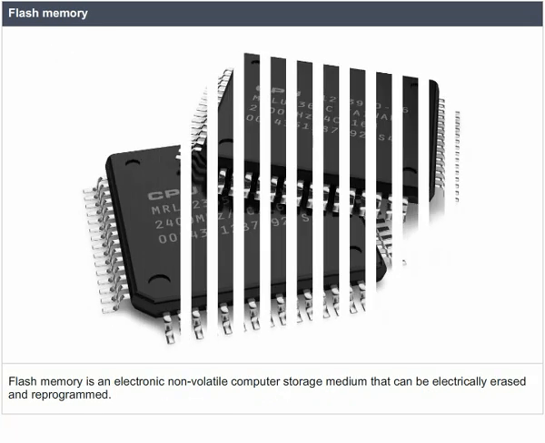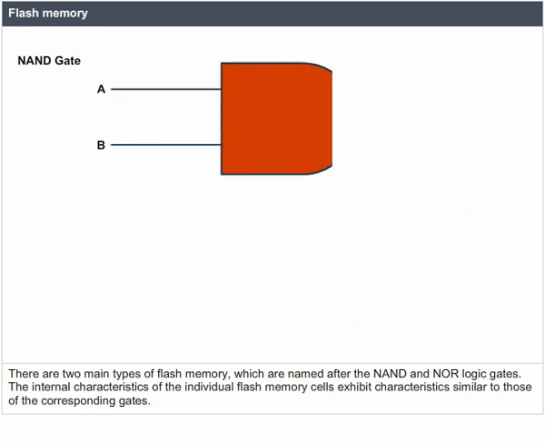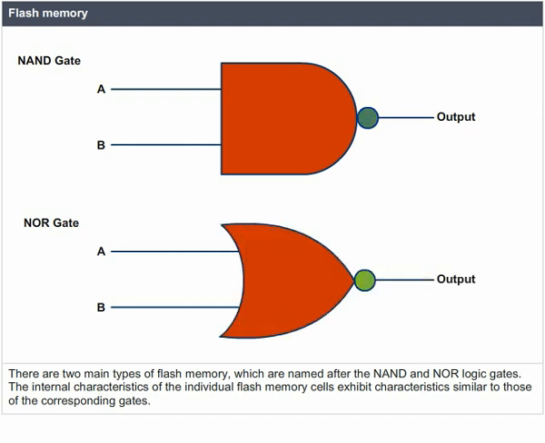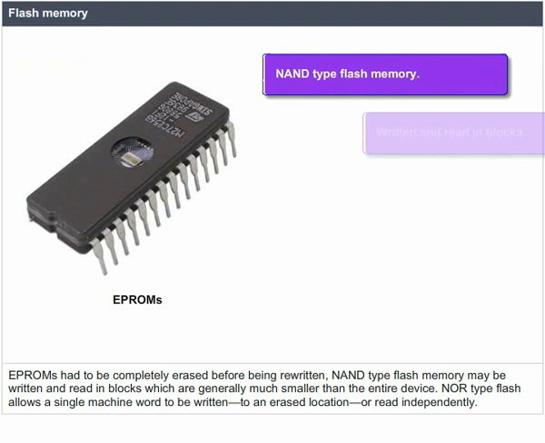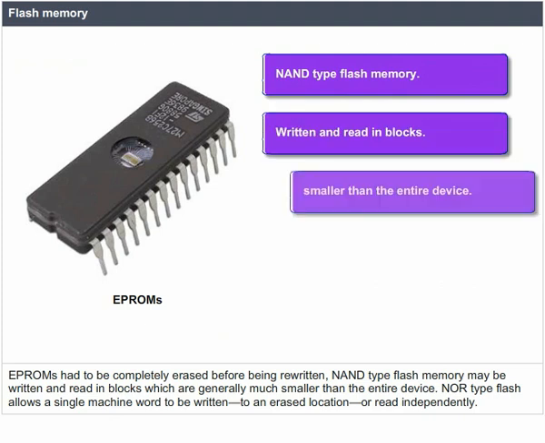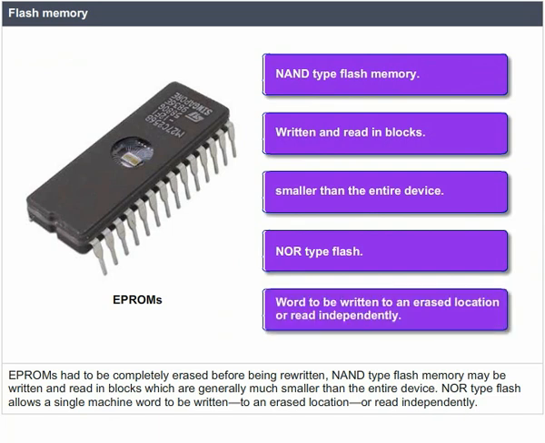Flash memory. Flash memory is an electronic non-volatile computer storage medium that can be electrically erased and reprogrammed. There are two main types of flash memory, which are named after the NAND and NOR logic gates. The internal characteristics of the individual flash memory cells exhibit characteristics similar to those of the corresponding gates. EPROMs had to be completely erased before being rewritten. NAND type flash memory may be written and read in blocks which are generally much smaller than the entire device. NOR type flash allows a single machine word to be written to an erased location or read independently.